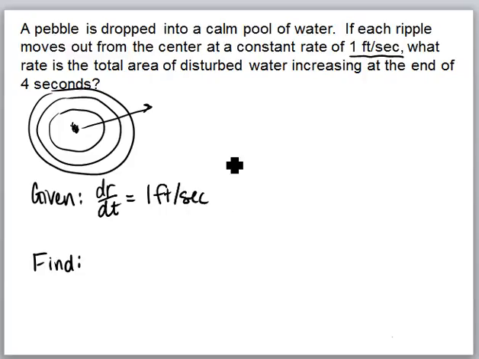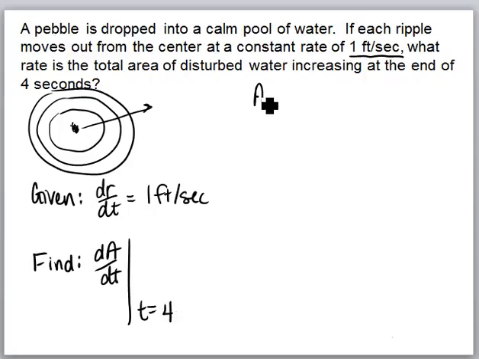The next thing I have is actually the question. It says, what rate is the total area of the disturbed water increasing at the end of 4 seconds? So how is the area changing with respect to time? That's what I'm trying to find, when t is 4. So that's step number 2. I've written down the given and the find. Step 3 is figure out the formula that I need.